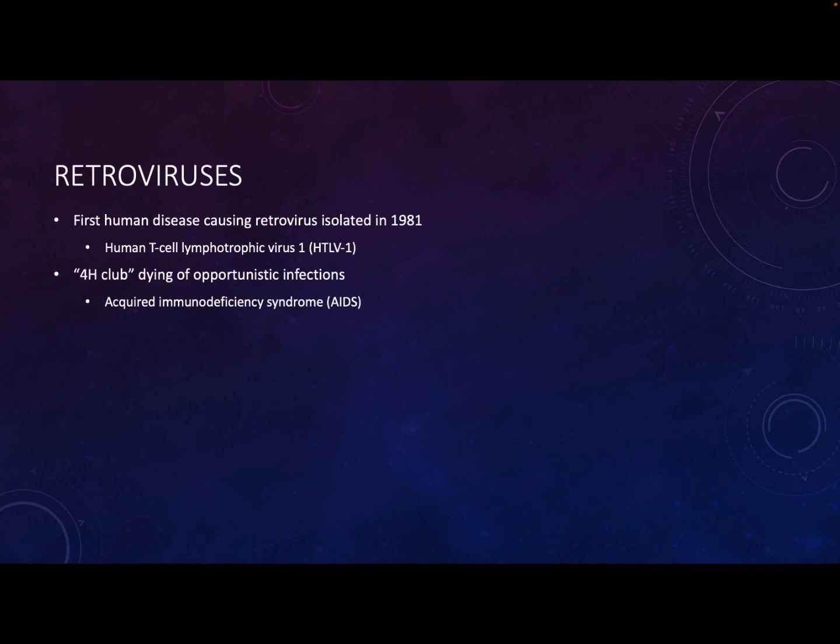And then what people started to notice in the US in the early 1980s was what they called the 4-H club of people who were dying of very weird opportunistic infections. Weird viral infections, weird fungal infections, bacterial infections that shouldn't kill people, toxoplasma, some weird parasitic infections. So the 4-H club: homosexuals, hemophiliacs, heroin users, and Haitians.